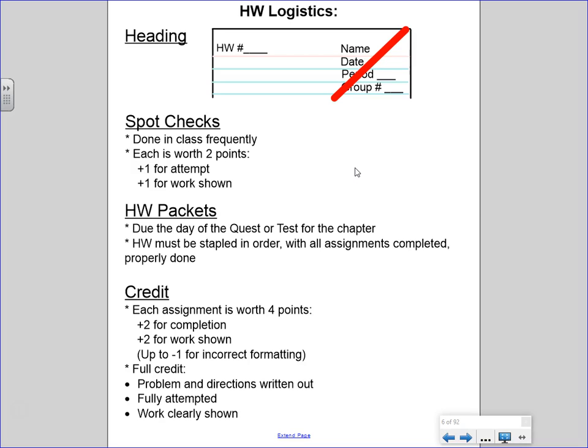But here's the last part I want to go over. Credit. Each homework in the homework packet will be worth 4 points. 2 points are for the completion, how much you did, and 2 points are for the work shown. Can we pause real quick and talk about incorrect formatting, because we need this for homework 2. For homework 1, I didn't make a big deal about it. We were going over all kinds of logistics, but can you read really quickly what the formatting needs to be?